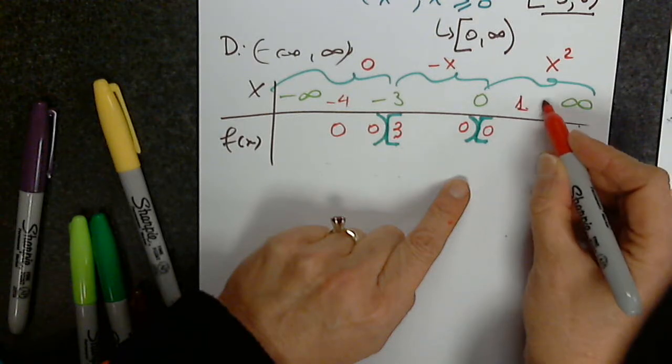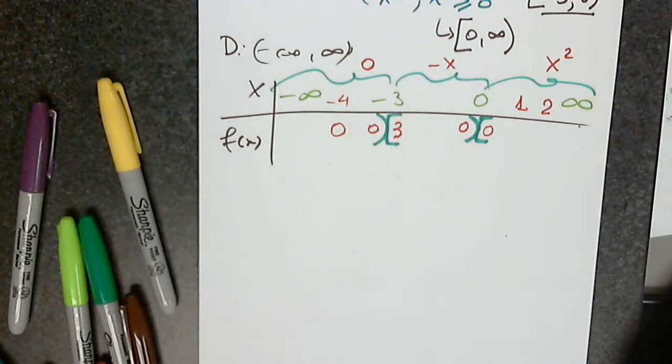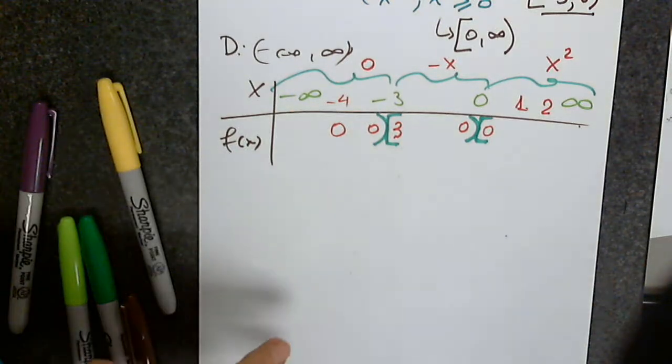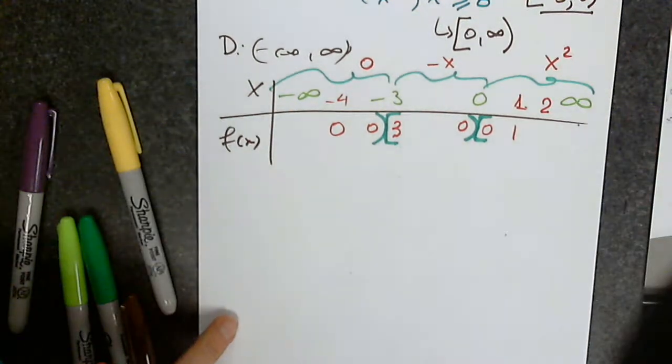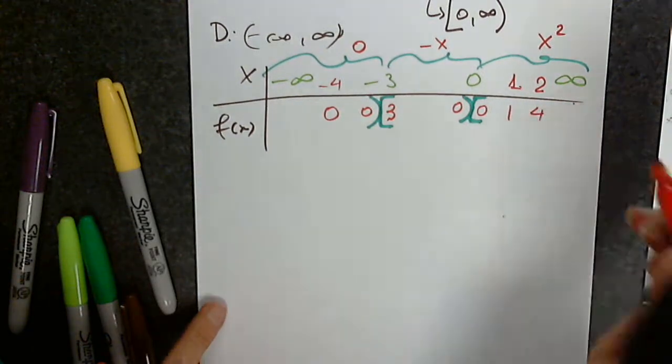Let's say 1, and maybe 2, because it's quadratic. It's not linear. So plug in 1, please. 1. And plug in 2, please. 4. Good. Ready?